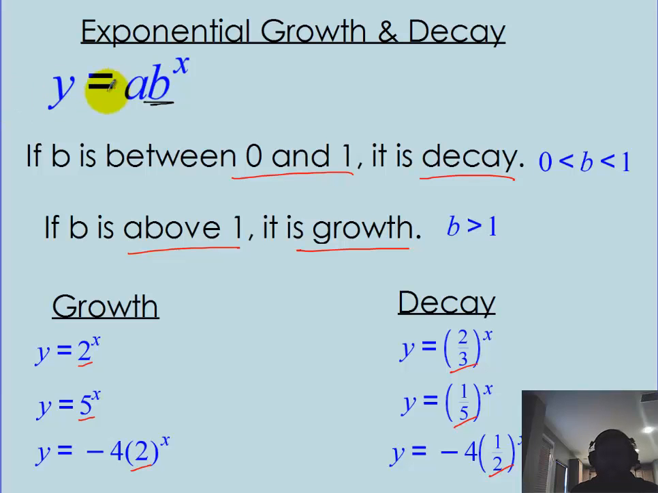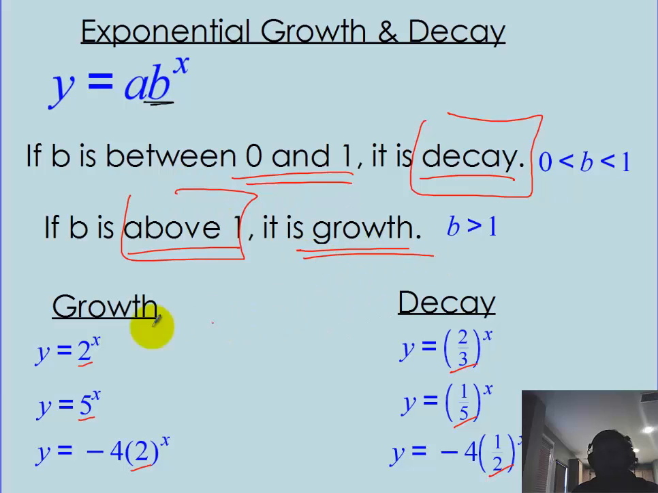Let's begin. Here's a reminder, this is the exponential function. If your b value, which is the base of the exponent, is between 0 and 1, then it is going to be decay. If the b value is above 1, then it's going to be growth. For example, these three equations are growth, where your base is 2, 5, and 2. And these three are decay, where your b is going to be 2/3, 1/5, and 2. Those are between 0 and 1.